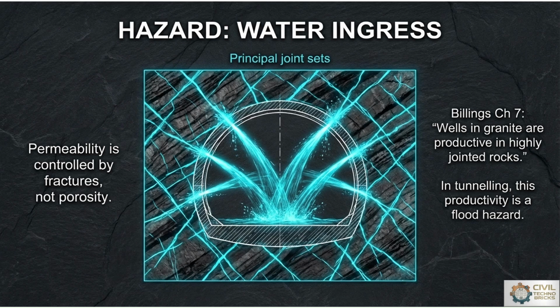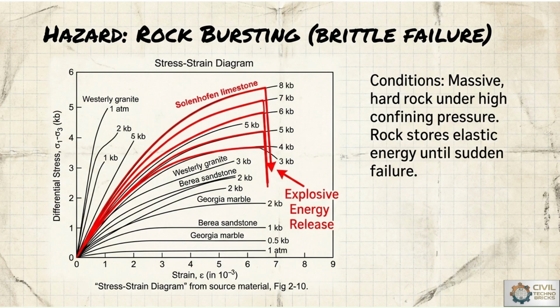Fault zones contain crushed and weak rock materials that increase collapse risk. So this hazard is due to rock brittle failure. So what is the condition behind that? Massive hard rock under high confining pressure. Rock stores elastic energy until sudden failure.